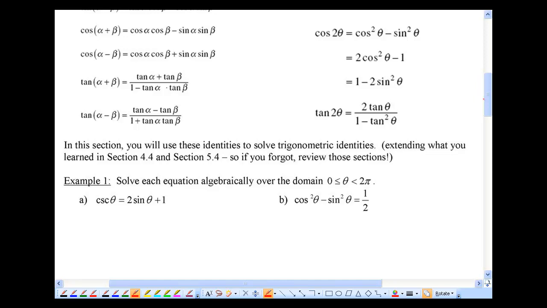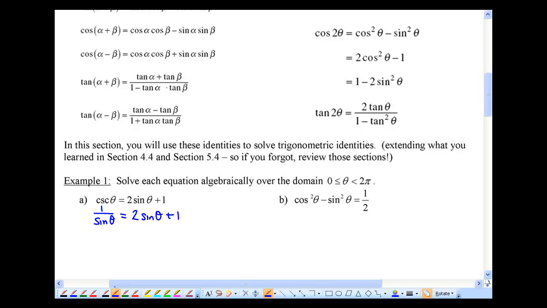Now, in example 1a, notice we've got 2 different trig ratios. In chapter 4, we only dealt with 1. So I think our goal here is to try to rewrite this with only 1 trig ratio. And I'm thinking cosecant, I want to quickly rewrite as 1 over sine theta. That equals 2 sine theta plus 1.